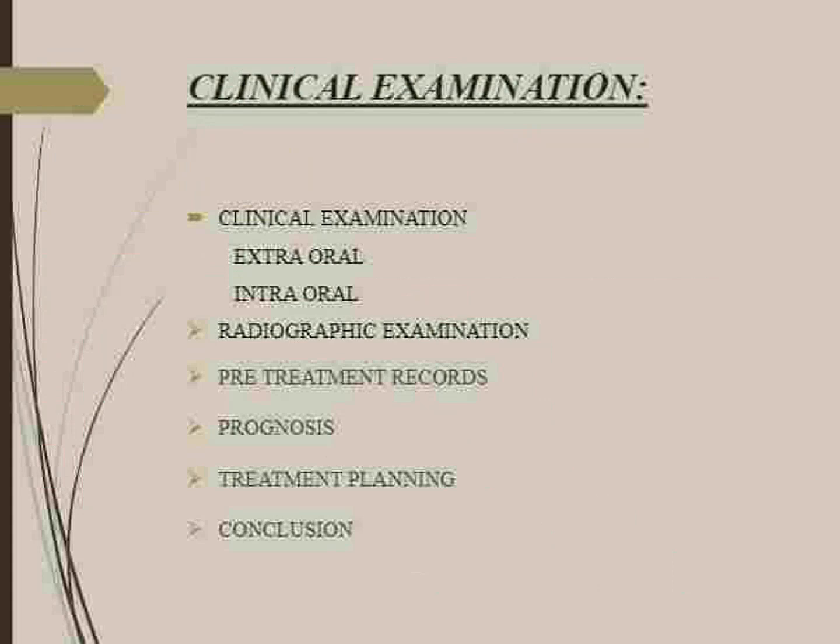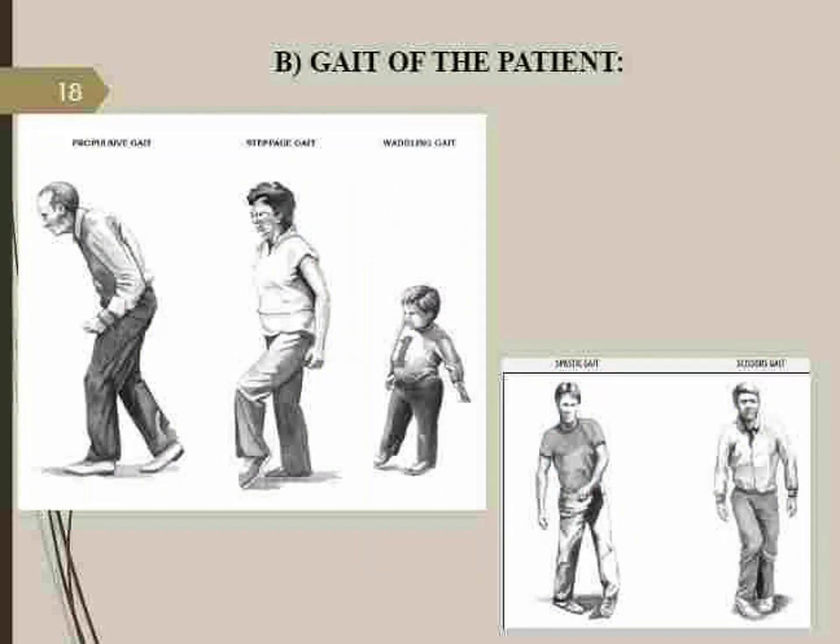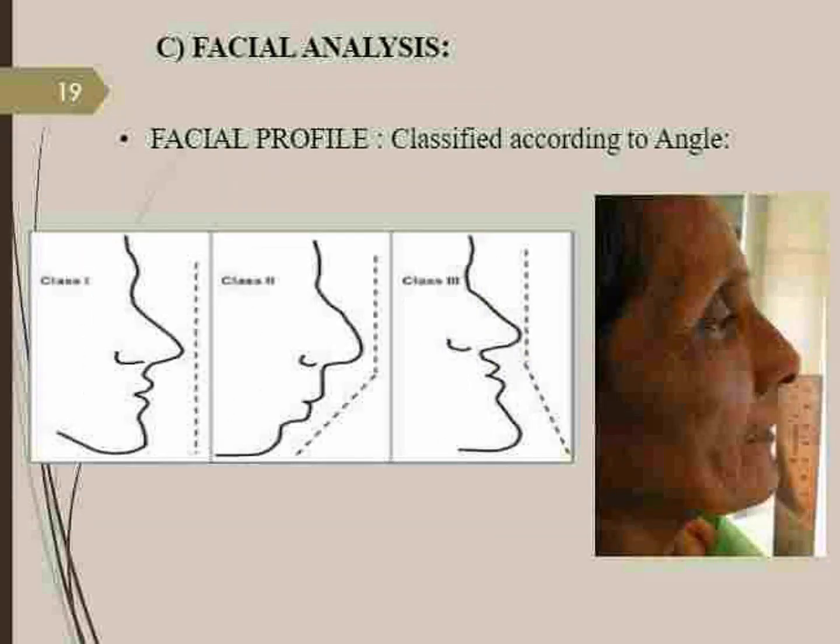Coming on to clinical examination, we have extraoral and intraoral examination, radiographic examination, and examination of pre-extraction records, so that the prognosis can be studied and a proper treatment plan can be drawn. In extraoral examination, we need to identify the build of the patient and then the gait of the patient. By knowing the gait of the patient, we understand the associated joint problems or bone problems which could also affect the temporomandibular joint.